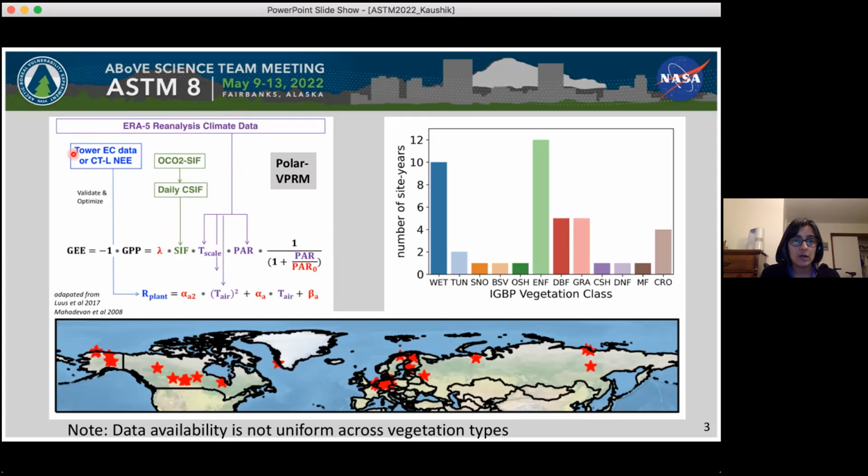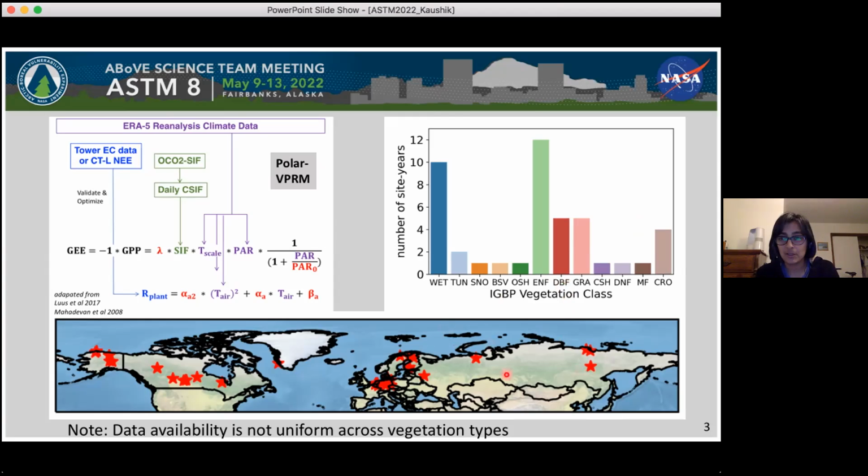And then we are using tower eddy covariance data. And so you can see this map down here. The red stars are indicating all of the different eddy covariance sites that we've incorporated into this study. And then the histogram over here shows you the distribution across the different vegetation classes, noting, of course, that the distribution is asymmetric and we are not evenly distributed across vegetation types, let alone spatially.